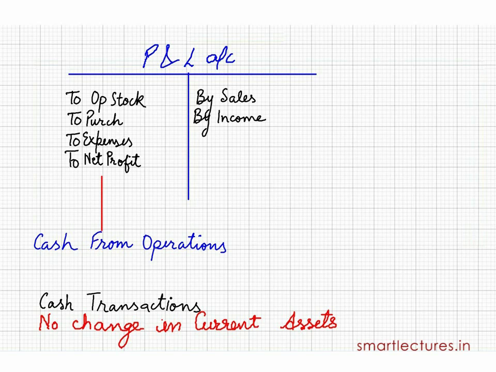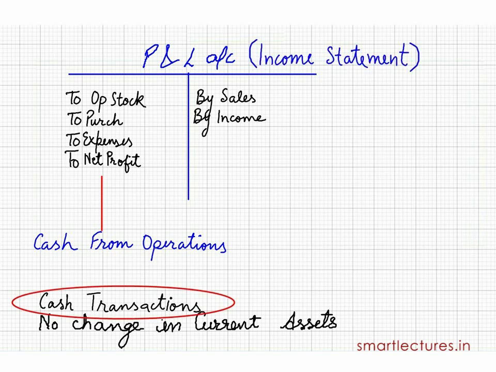I mean to say, any other current asset. I will explain later why I'm talking about current assets. So I can say if you find an income statement with all cash transactions, that net profit is always equal to cash from operation.